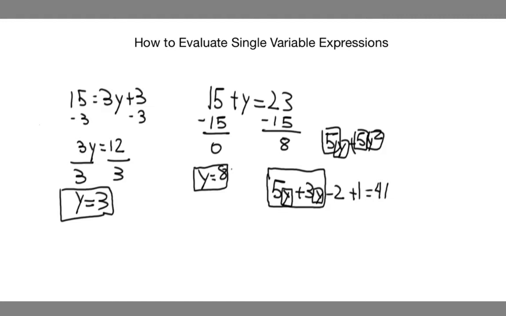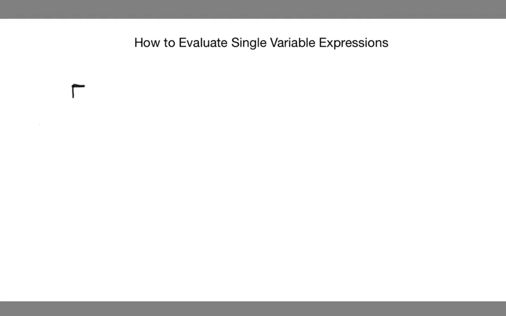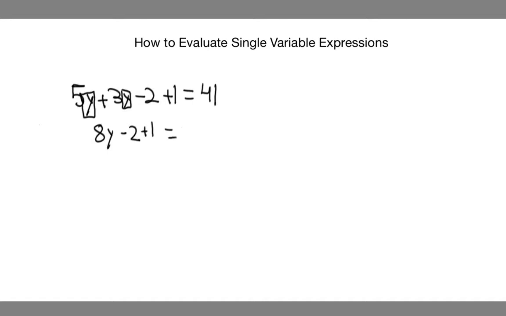5y plus 3y minus 2 plus 1. Start over here. We had 5y plus 3y minus 2 plus 1, right? Just make sure that's what we had before. Minus 2 plus 1, yeah, that's exactly it. Equals 41. So as before, we're going to attach these like terms, since they both have y as the variable. These are like terms. We have 5y plus 3y, which is 8y minus 2 plus 1 equals 41, right?